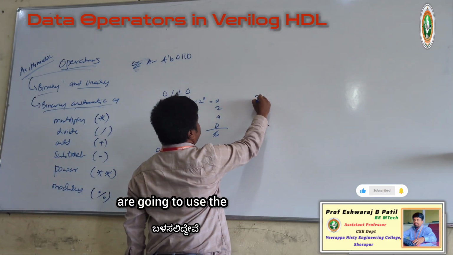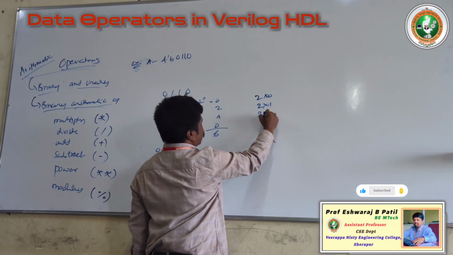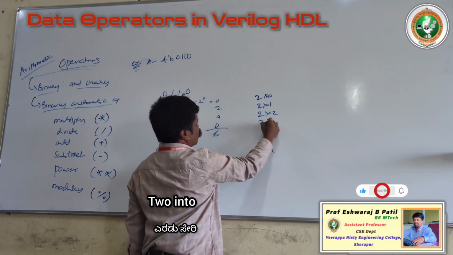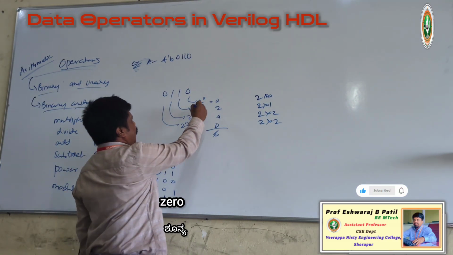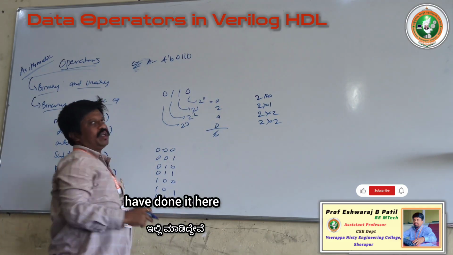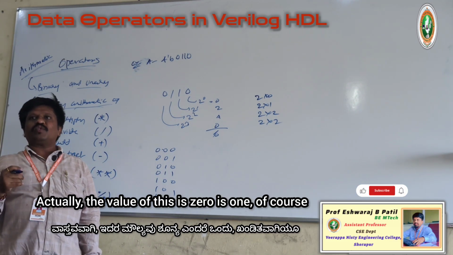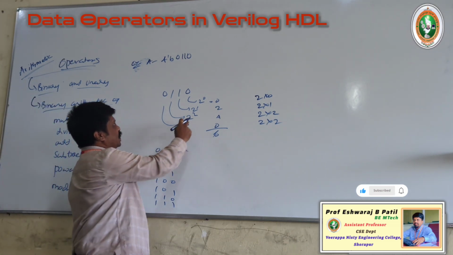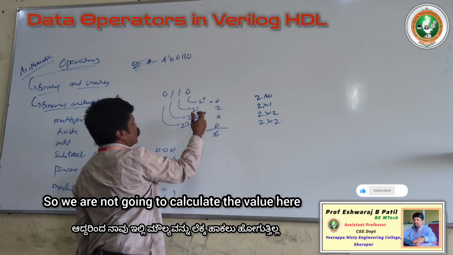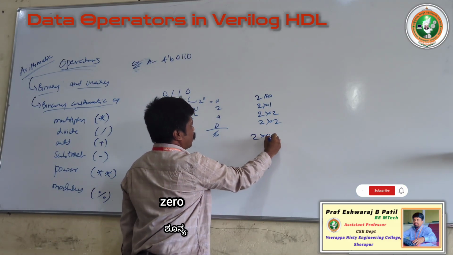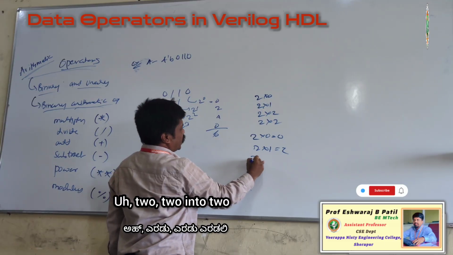We are multiplying, but how many times? 2 to the power 0 is 1 of course, but the thing is that we are not multiplying that many times. 2 to the 0 is 2 into 0, which is nothing. 2 into 1 is 1. 2 into 2 is how much?